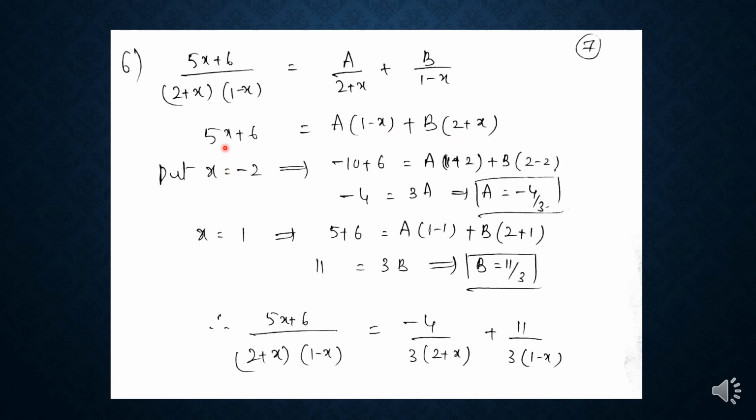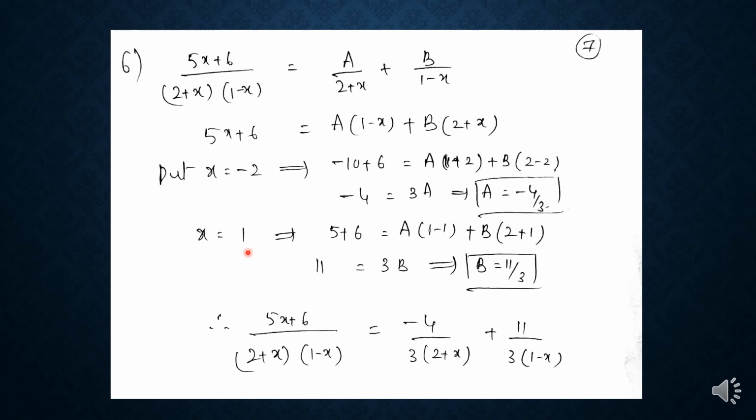Then if we put x is equal to minus 2, this becomes 5 into minus 2, that is minus 10 plus 6 is equal to a into 1 minus x, meaning minus 2, 1 minus minus 2, that becomes 1 plus 2, plus b into 2 minus 2. The second term becomes 0. Here minus 10 plus 6 is minus 4 is equal to 1 plus 2, 3a. So a is equal to minus 4 by 3.